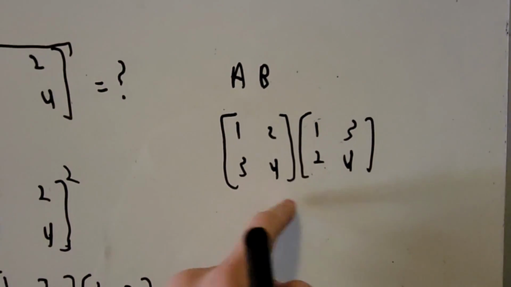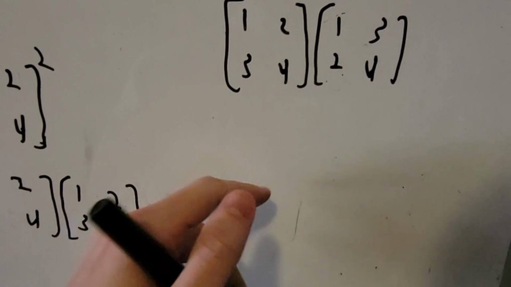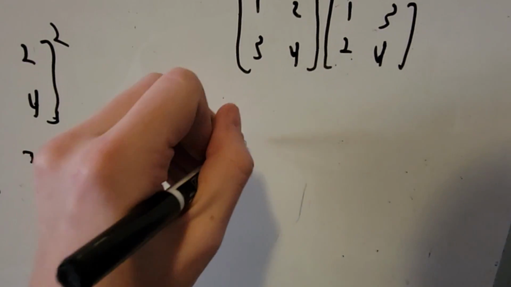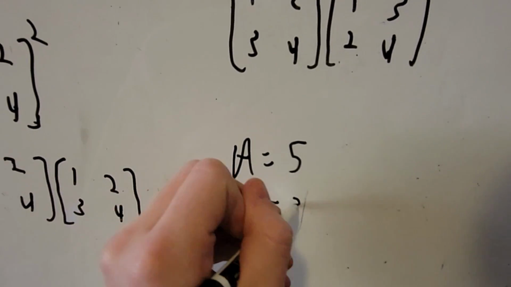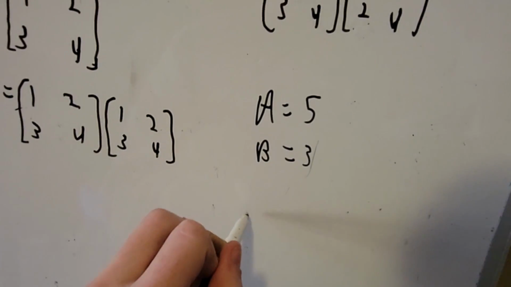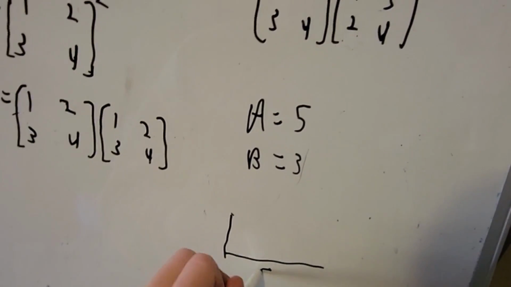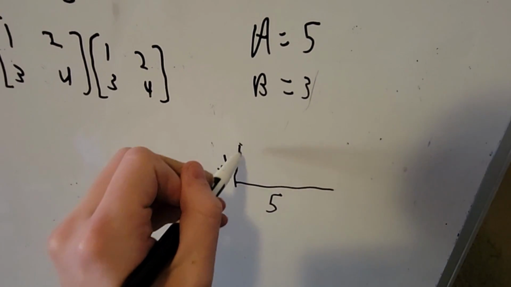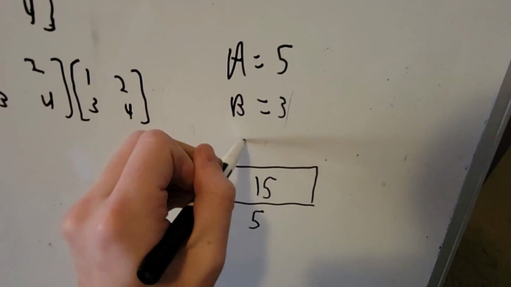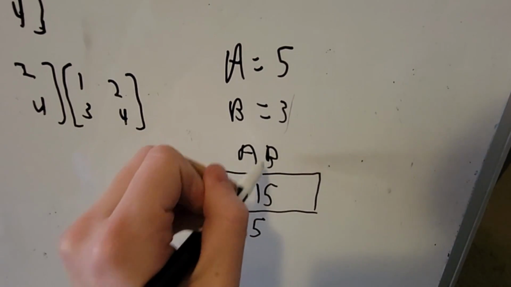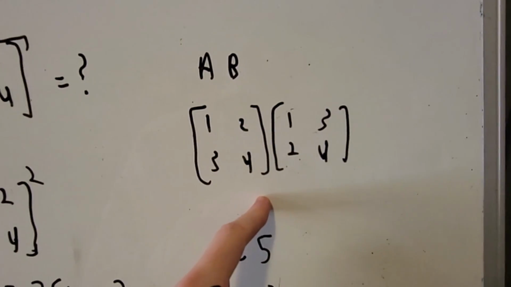My calculus brain, whenever I see two numbers being multiplied together, I think of area under the curve and integrals. Because if we have A is 5 and B is 3, I think of a 5 by 3 rectangle. This is 5. This is 3. The area is 15. That's A times B. So can we do that with matrices?